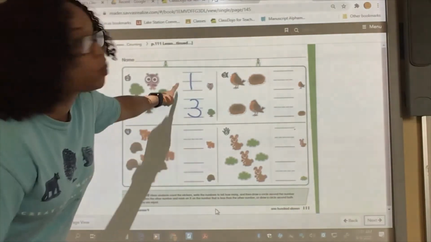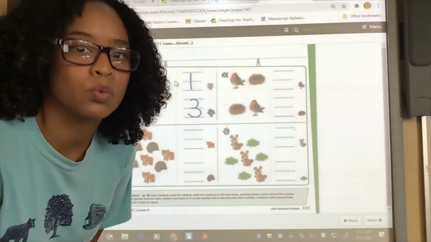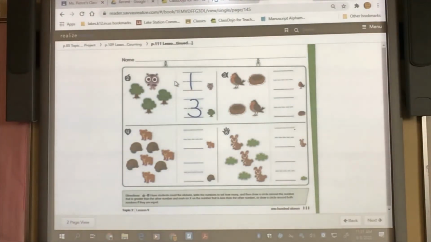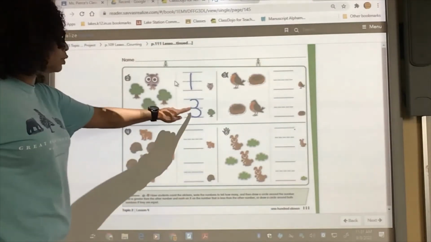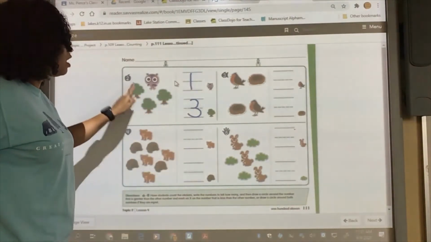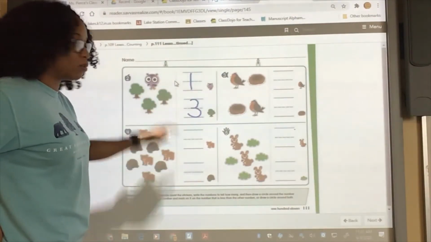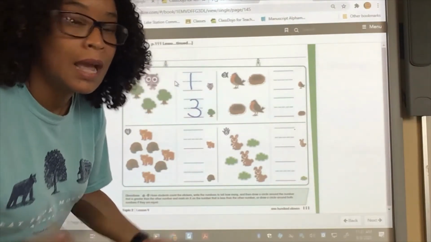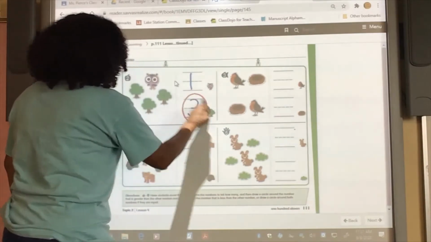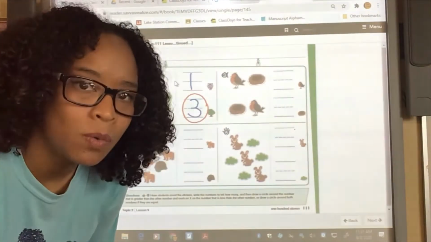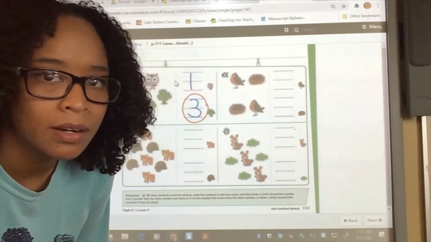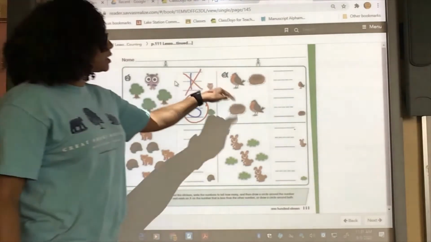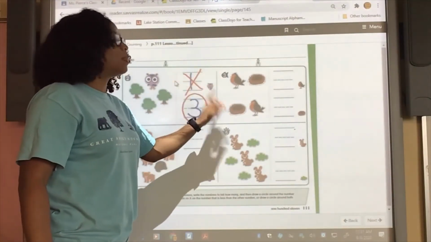We have a 1 and a 3, which number is greater or more than? Which one is greater? The 1 or the 3? The 3. The 3 is greater than the number 1. There are more trees than there are owls. So what am I going to do to show that 3 is greater? I'm going to draw a what around it? I'm going to draw a circle around it. And then to show that the number 1 is less, what am I going to draw on my number 1? An X. I'm going to X that out. That is less than.